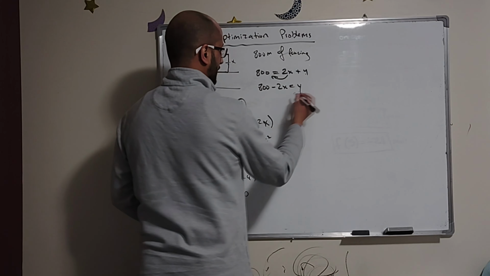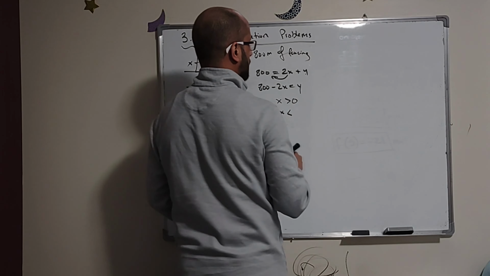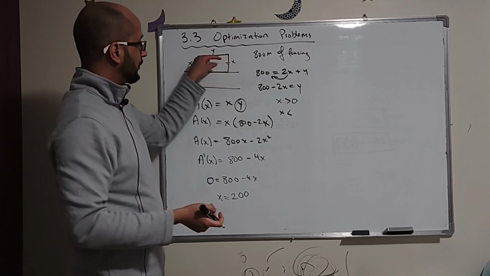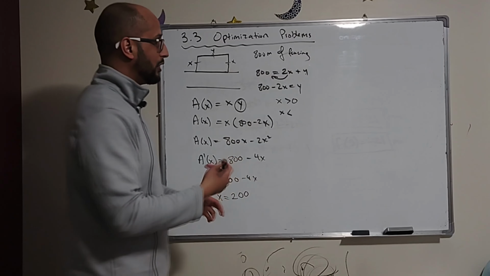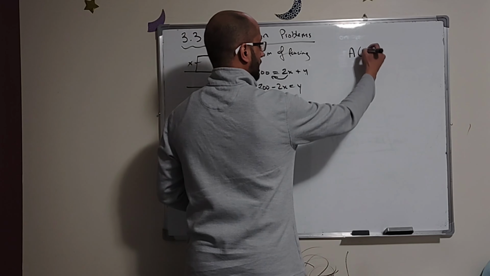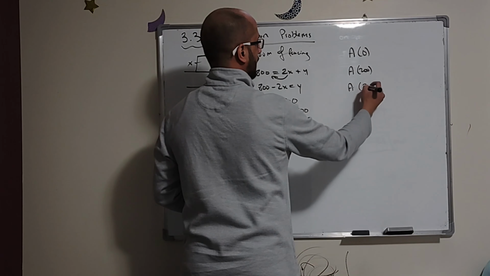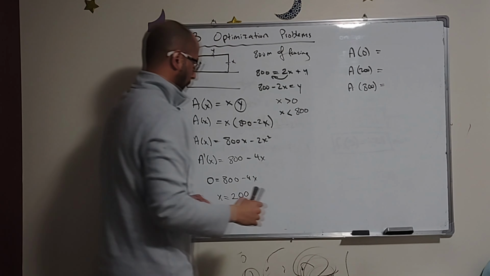What we know is that x has to be greater than 0, and x has to be less than, you can say 800, because if x is 0, then the other side would be all 800 meters are being used up. Has to be less than 800. So in order to figure out our values, we're going to check A at 0, A at 200, and A at 800 in our area equation.